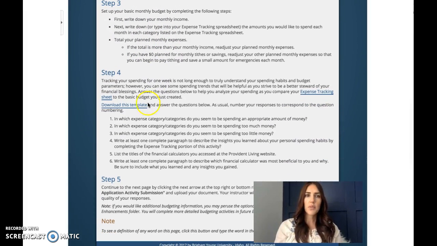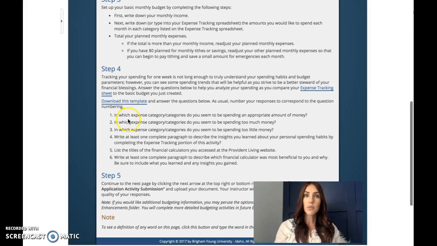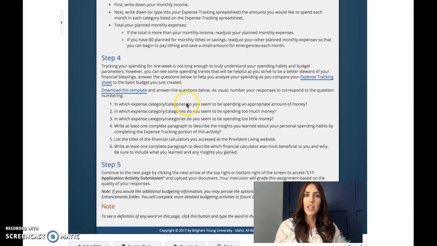Then, number 4, you download the template and answer these questions. In which category do you seem to be spending the right amount of money, the appropriate? Like, oh yeah, I'm spending the right amount on my tithing. What area do you spend too much? Sometimes maybe I'm eating out too much, so I spend a lot on food. What category do you spend too little? Maybe I don't have anything in my savings, or I didn't put any money aside for savings, so that's too little. Write a paragraph about your insights.